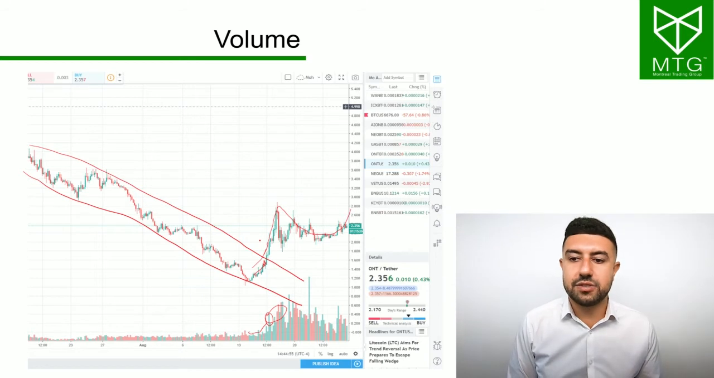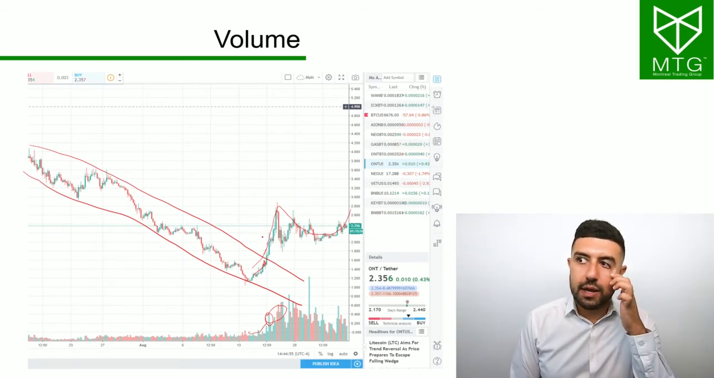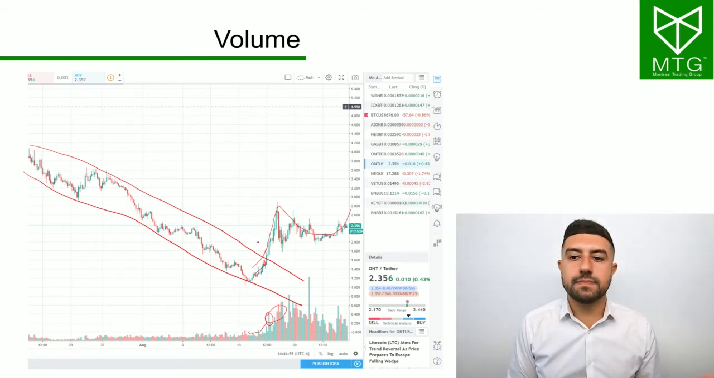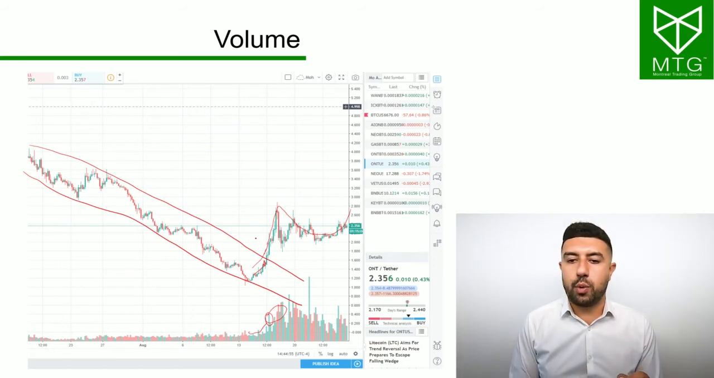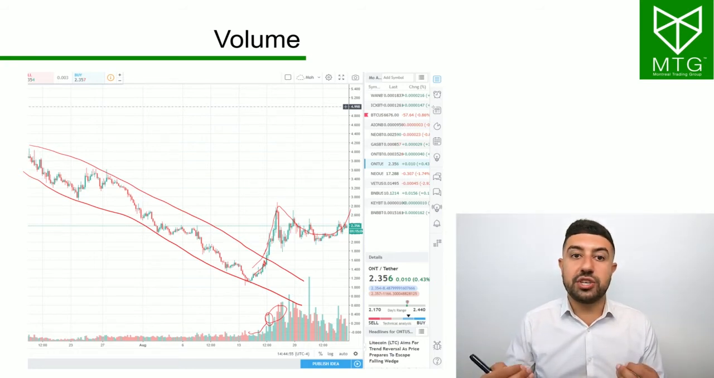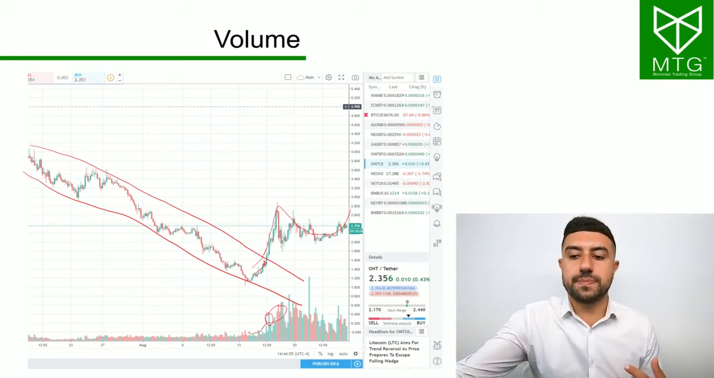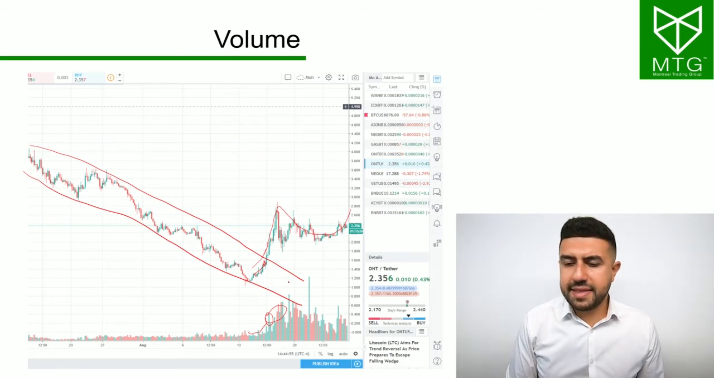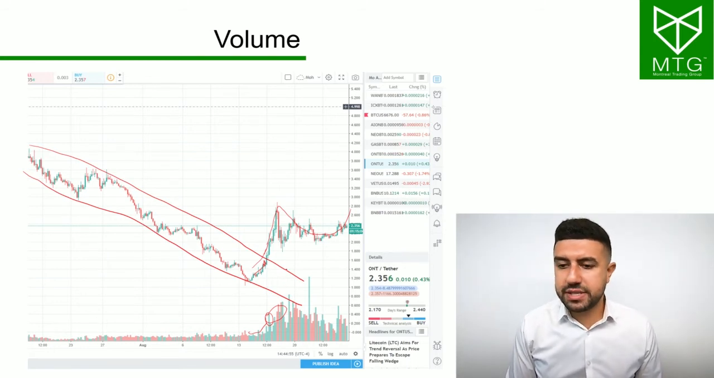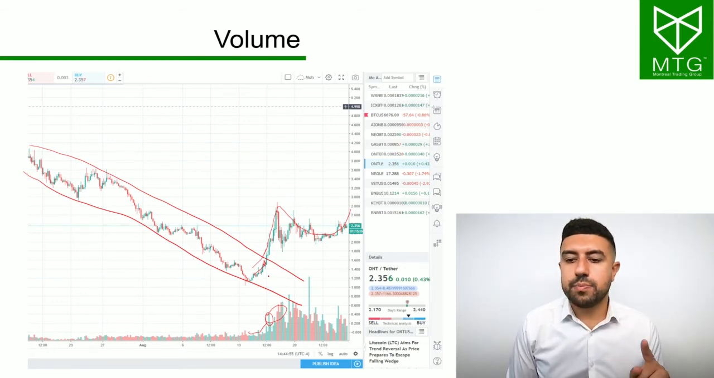Because if there's a lack of sellers and this is why prices went up, then what happens when sellers come back in? Then it's just going to go back down. I want the direction that I'm betting on to be supported by the people in that direction, not the lack of the people in the other direction. Okay.